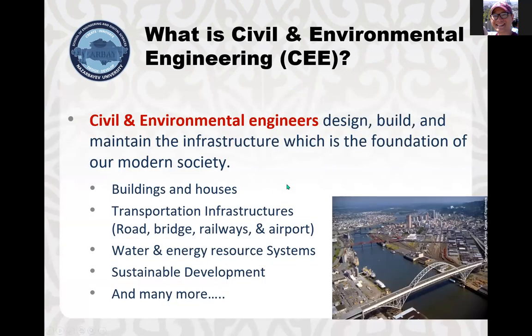So then what does a civil and environmental engineer do? Civil and environmental engineers design, build, and maintain the infrastructure, which is the foundation of modern society. That means we cannot live without buildings and houses, right? And also we cannot go somewhere else without roadways, bridges, and railways, which is related to transportation infrastructure. Also, we cannot live without water and any energy source. That is also related to civil and environmental engineering.